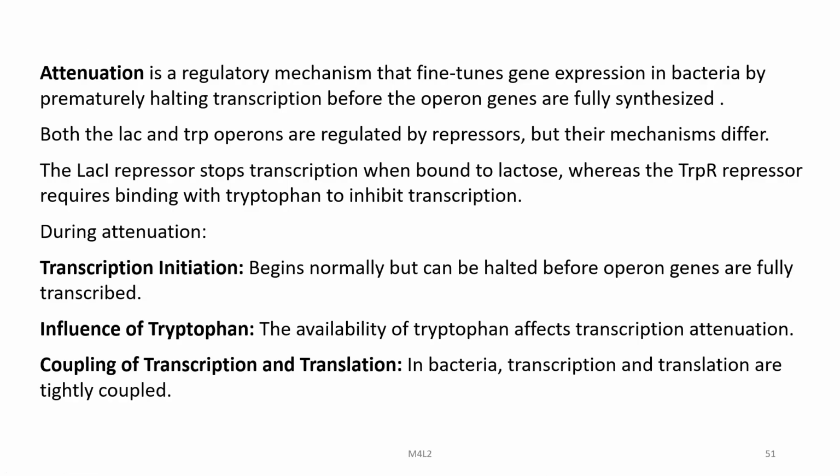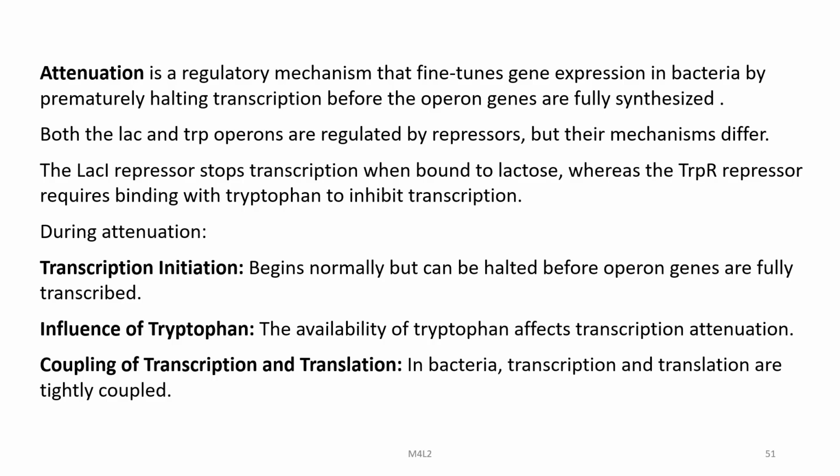Attenuation is a regulatory mechanism that fine tunes gene expression in bacteria by prematurely halting transcription before the operon genes are fully synthesized. Both the lac and trp operons are regulated by repressors, but their mechanisms differ. The LacI repressor stops transcription when bound to lactose, whereas the TrpR repressor requires binding with tryptophan to inhibit transcription. During attenuation, transcription initiation begins normally, but can be halted before operon genes are fully transcribed.